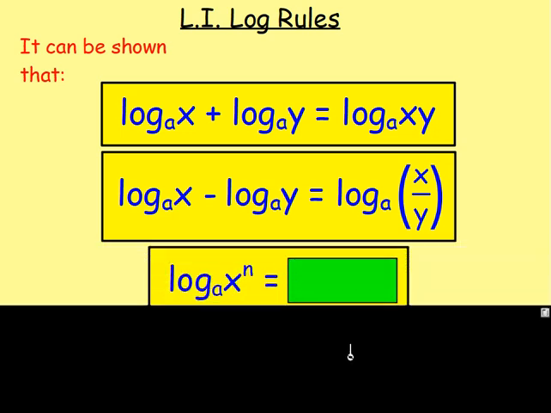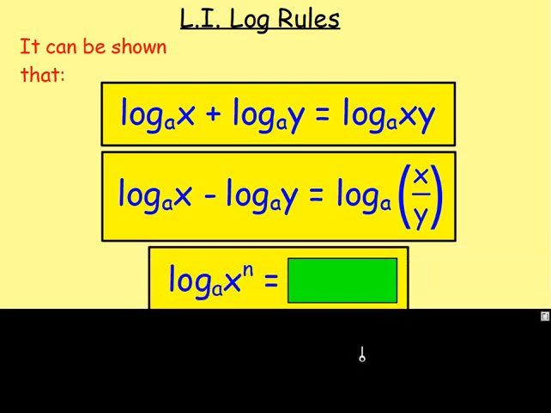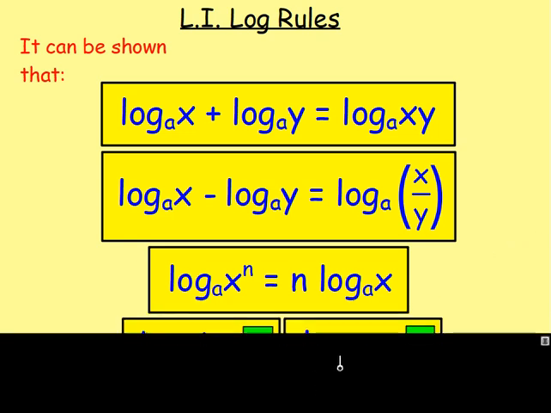Perfect. Another rule, if you have a log base a of x to the power of n, something that you can do is take that index, the n, and bring that down right to the front. So that will be the same as n times log base a of x. So you can bring the index right down.